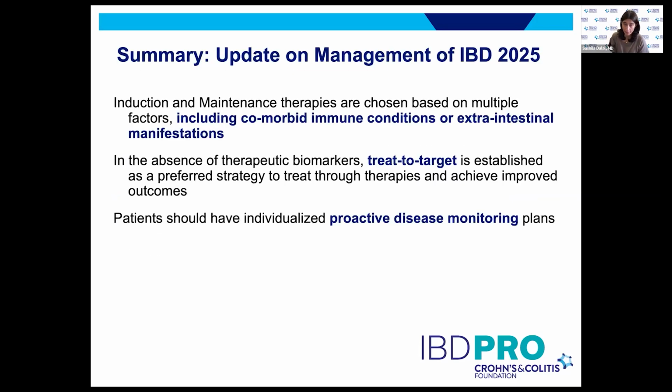So then to finish up, induction and maintenance therapies are chosen on multiple factors, including other immune conditions, extraintestinal manifestations, in addition to the bowel disease. Treat to target is established and is a good way to make sure you're reaching your goals. And patients should have individual proactive disease monitoring plans. Your job isn't done when they're well because you really need to make sure that you keep them well.